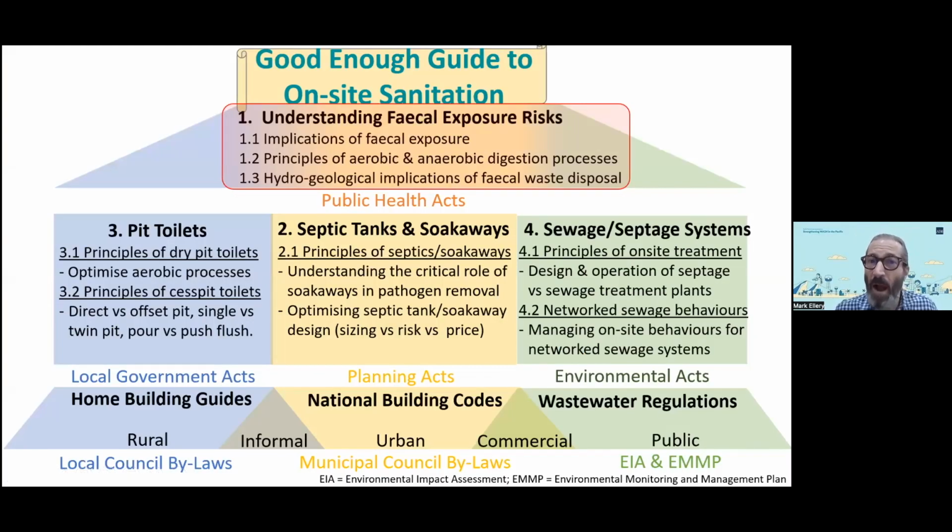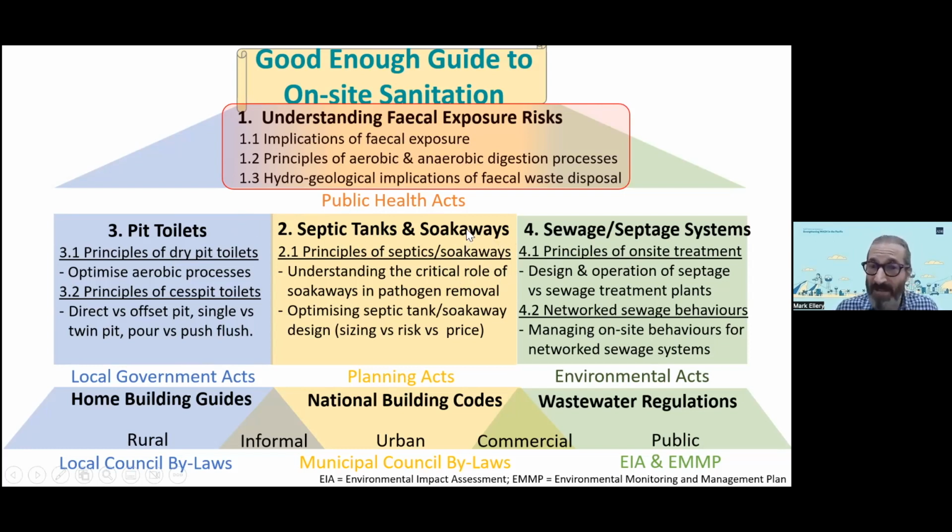The Good Enough Guide is broken into basically four components. This first one is really around understanding the origins of fecal exposure risks, and then we will look at septic tanks and soakaways, pit toilets, and sewage treatment systems in that order.